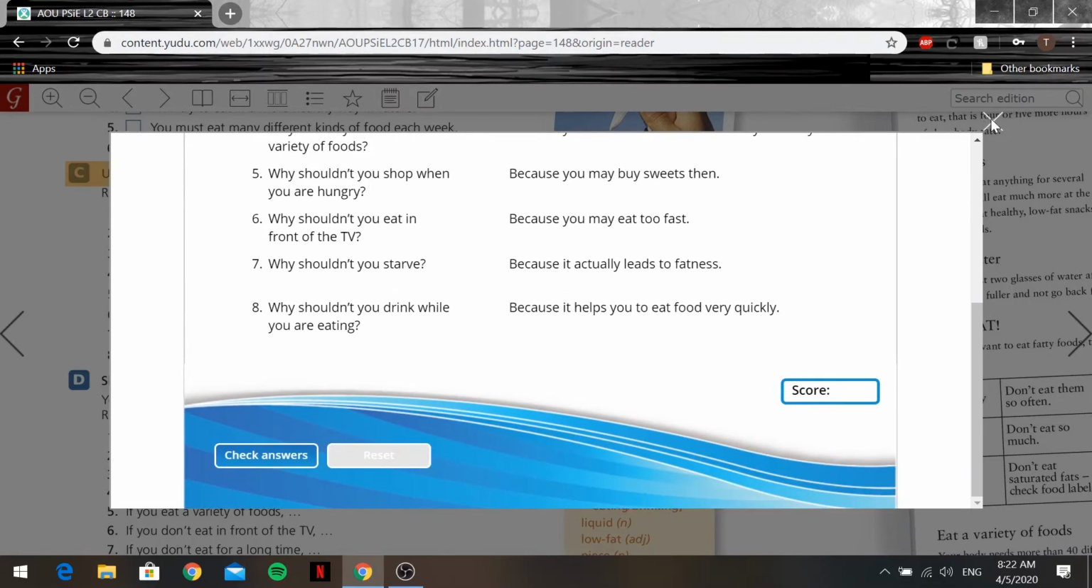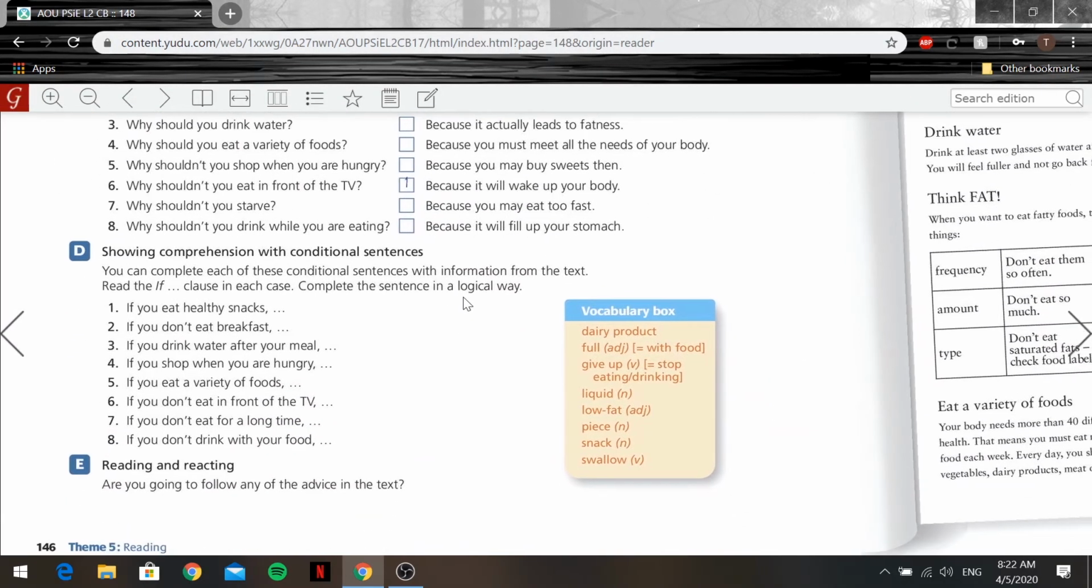Okay, now let's move on to exercise D, showing comprehension with conditional sentences. You can complete each of these conditional sentences with information from the text. Read the if clause in each case and complete the sentence in a logical way.